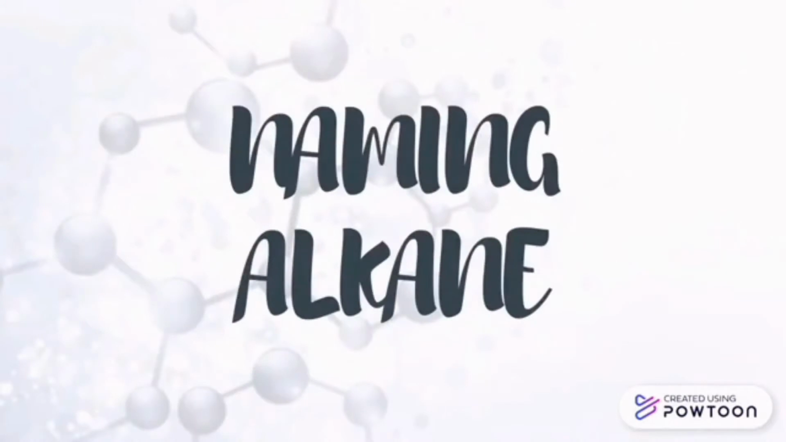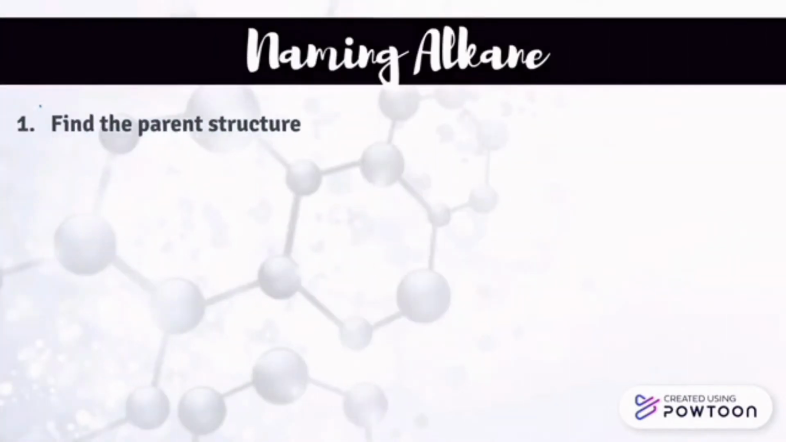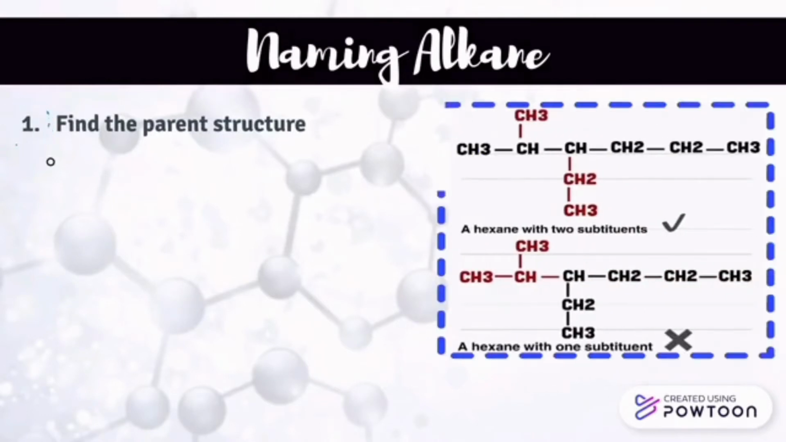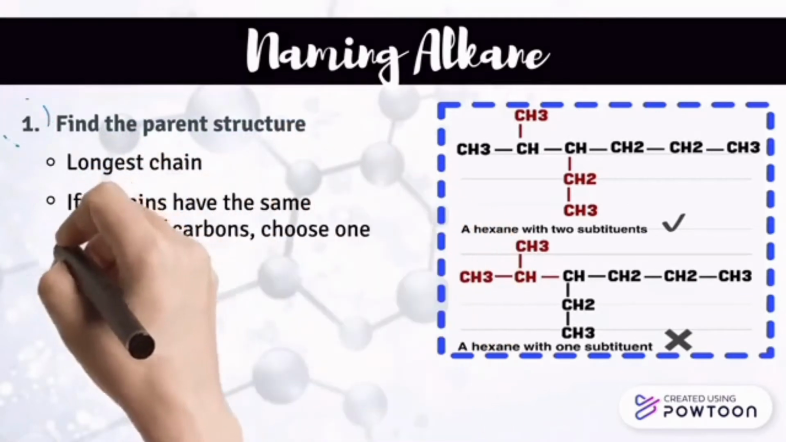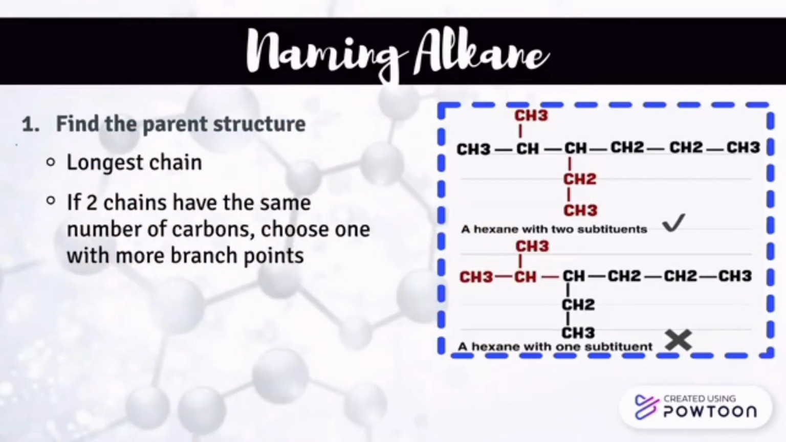The second part is about how to name an alkane. First step is to find the parent structure. In order to find the parent structure, we have to look for the longest continuous carbon chain. If there are two chains with the same number of carbons, choose the chain that has more branch points. Branch is a substituent like the one in the red circle.